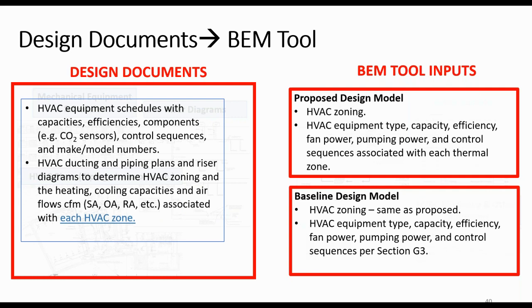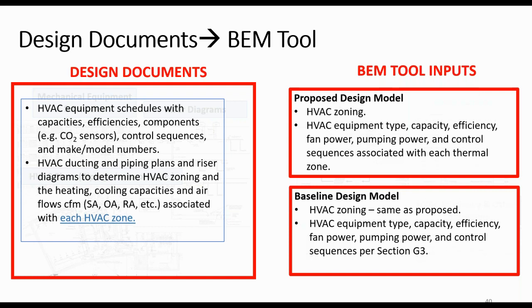So to be more specific, we get the HVAC capacities, efficiencies, different components. Are there CO2 sensors for demand controlled ventilation? What are the control sequences? How do the units operate? And we get make and model numbers from the equipment schedules. So we can determine zoning from ducting and piping plans. We can also determine heating and cooling capacities by HVAC zone from the ducting plans as well. And then all of that information needs to be organized and then input into the model.